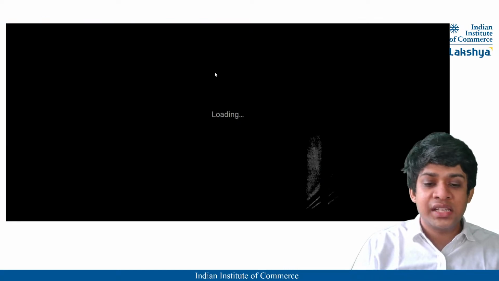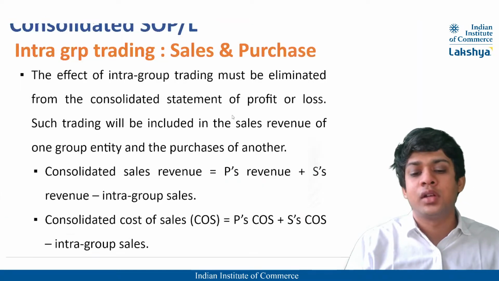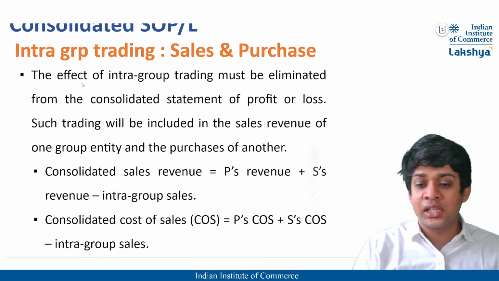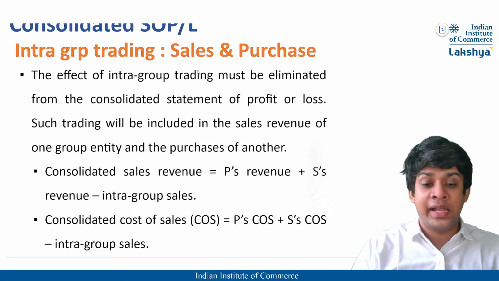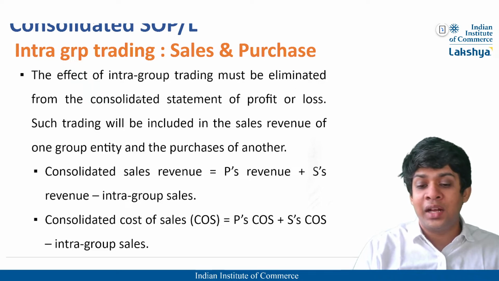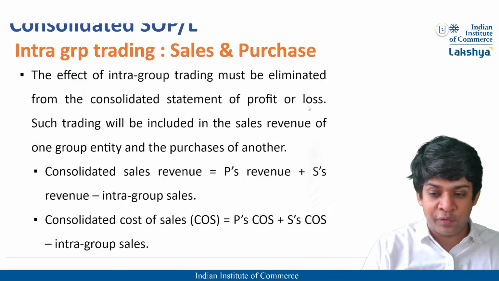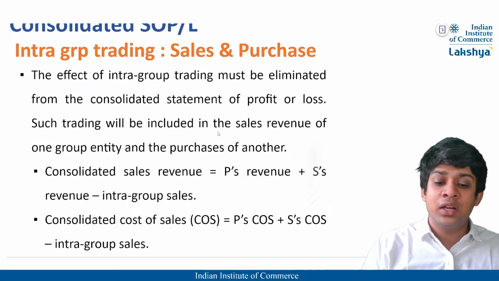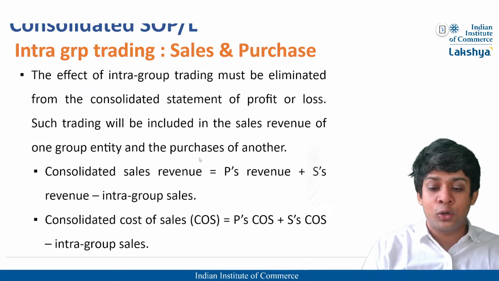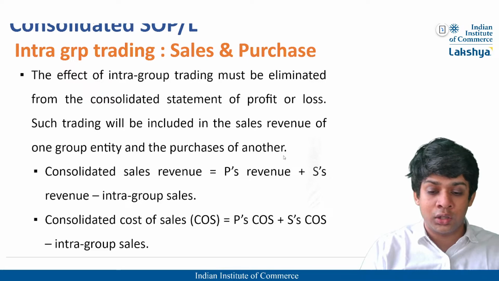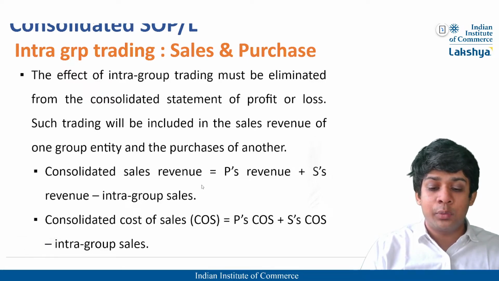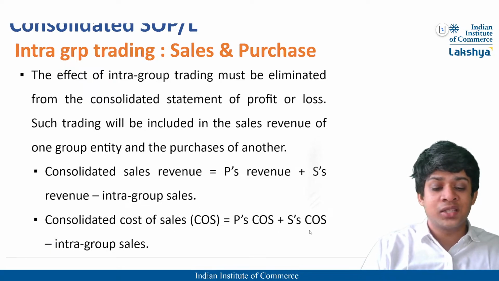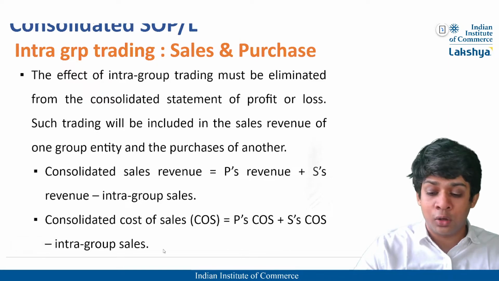So now the first thing in case of your statement of profit or loss is intra-group trading, sale and purchase. The effect of intra-group trading must be eliminated from the consolidated statement of profit or loss. Such trading will be included in the sales revenue of one group entity and the purchases of another, right? So technically what we are doing is P's revenue plus S's revenue minus intra-group sales, and cost of sales also: P's cost of sales plus S's cost of sales minus intra-group sales.